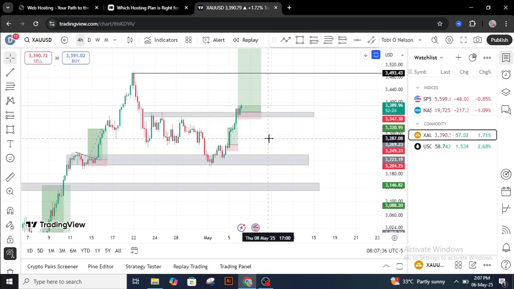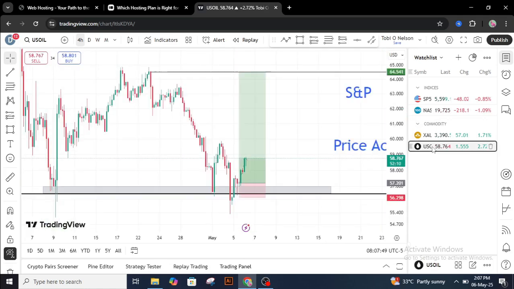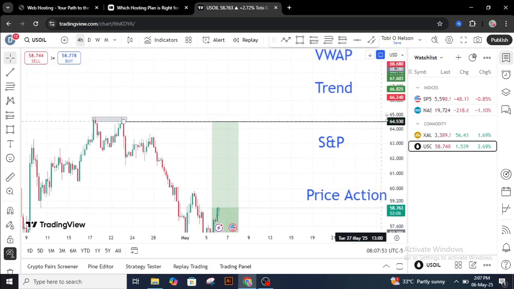So that is where you want to buy from. The next thing is that now that you've identified that, now that you understand your support and how you mark it, so you trade in the direction of the trend, the next thing is we will look at price action. Then the last one is going to be the VWAP setting. So let's look at the price action.